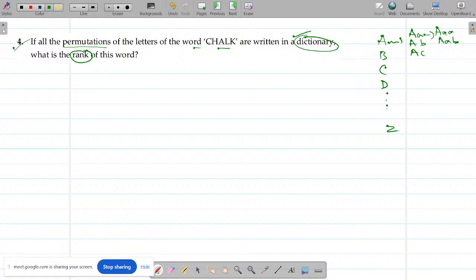Here the word given is chalk. And what are the different alphabets we have? C, H, A, L, and K. And we're finding all the different words that can be formed, because permutation means we are talking about arrangement. We are finding all the different words that can be formed with the word chalk, and they are listed in the dictionary. Which position is this word chalk appearing at? Which means, what is the rank of this word?